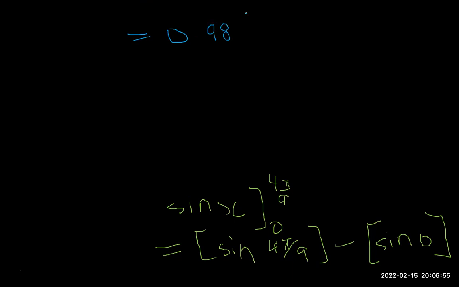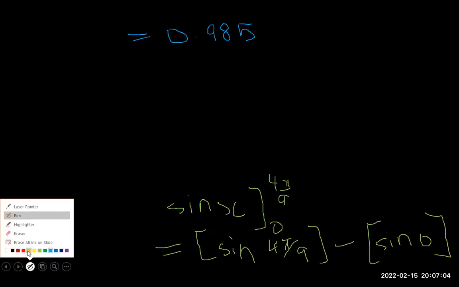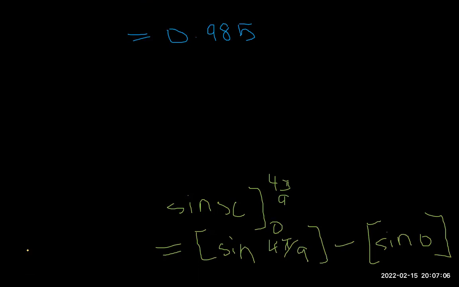0.984807753. Okay, so just three significant figures, right? 0.985. So what you need to do is make a concluding statement. They ask you to show that the area for the sine graph was smaller than the area for the cos graph. So your statement might be like, remember units, right? Units squared.